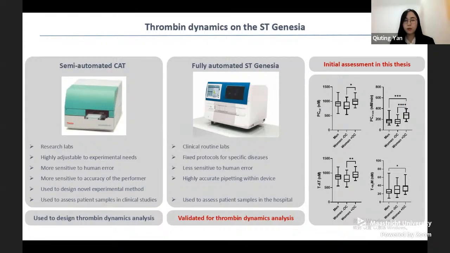in 112 healthy individuals. Then we used the thrombin generation data on the STG media as the input for thrombin dynamic analysis. And in the right graph, we show that women using oral contraceptives have higher thrombin dynamics parameters compared to the men and the women without oral contraceptives.